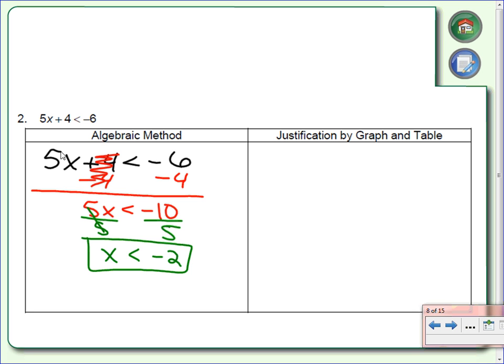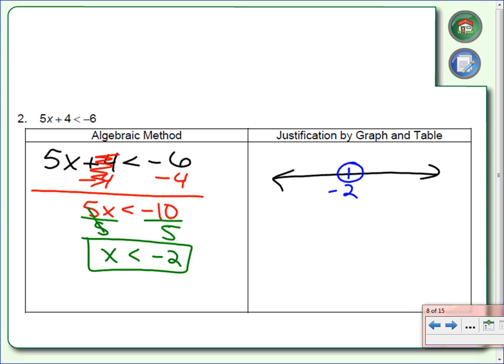So again, this is one way to write the answer. But I also want to see the graph of this. So let's take a look at the graph. Here's my number line. You don't have to write all the numbers down. That's okay. Just write the number. But I do want to see one number. In this case, the number I want to see is negative 2. I'm going to circle negative 2. And then I'm going to point in one direction, either to the left or to the right, and that depends on what it says.